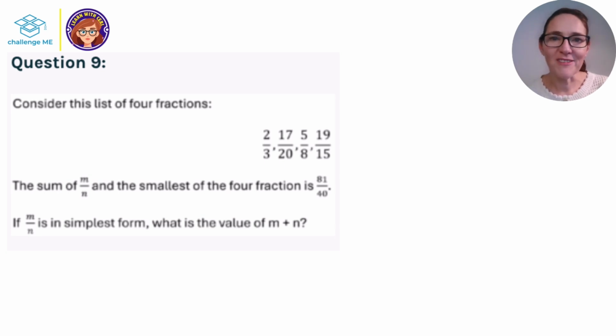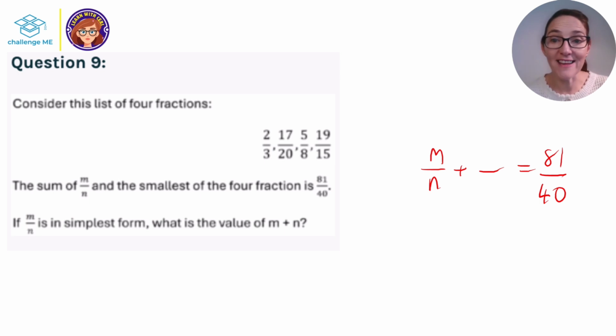Oh, this question really got me thinking. Question 9, consider this list of 4 fractions. The sum of m over n and the smallest of the 4 fractions is 81 over 40. So m over n plus some other fraction is 81 over 40. If m over n is in its simplest form, what is the value of m plus n?